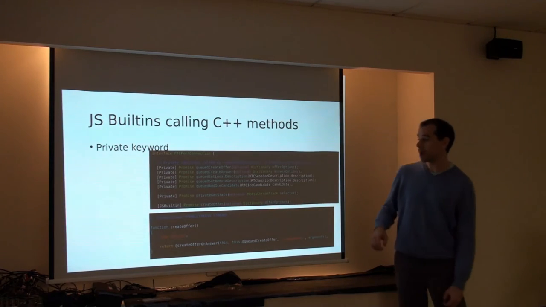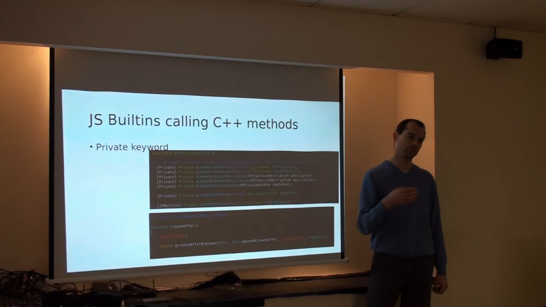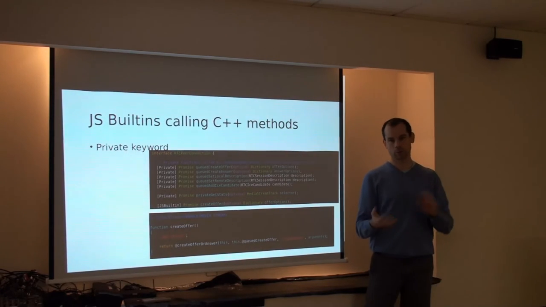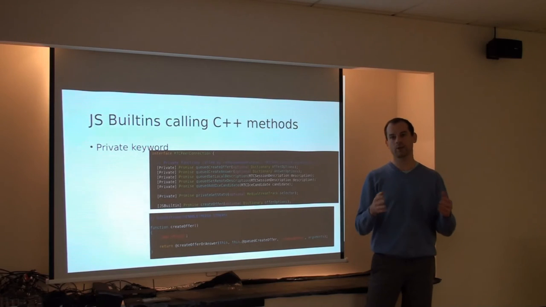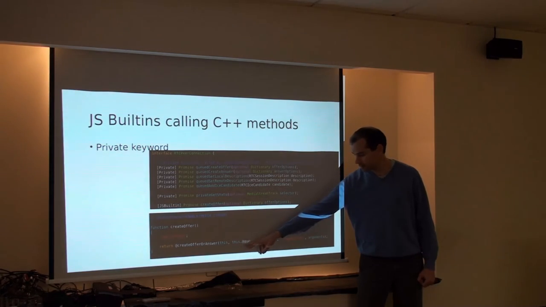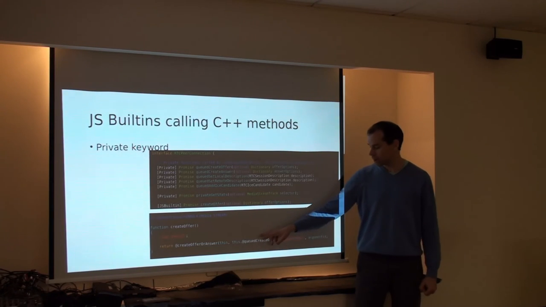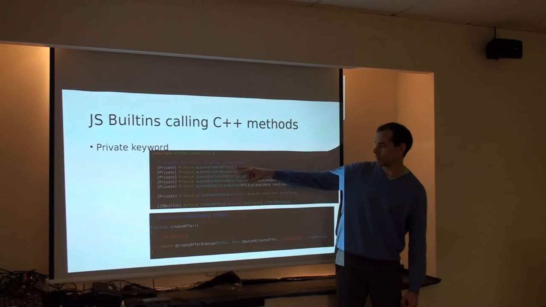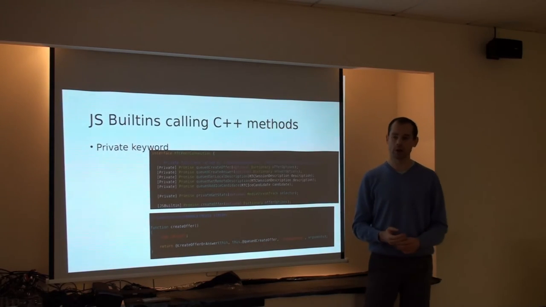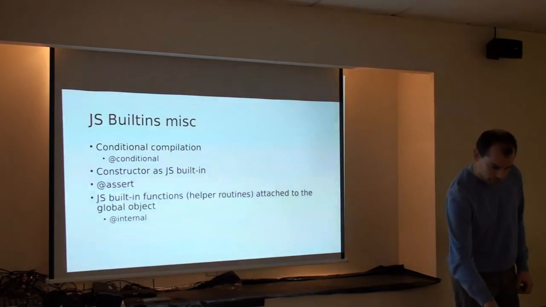We also added a private keyword so that you can add JS functions in the prototype of objects that are not visible to user scripts, but are visible to JS built-in. For instance, you see the @createOffer. It's a JavaScript object stored in the prototype, as can be seen here. But it's not visible from user scripts, which makes it just perfect.